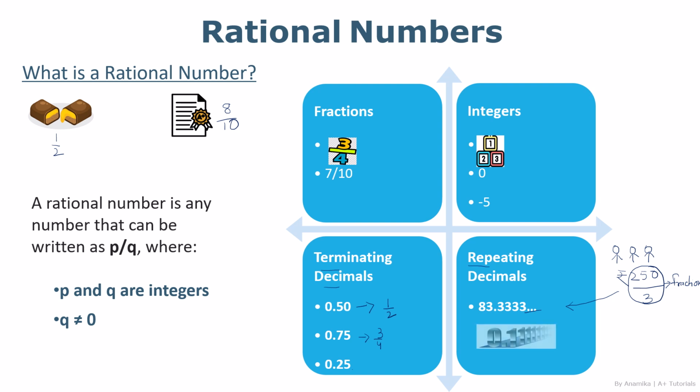Same with 0.111. That's just 1/9. Or 0.666, which is 2/3. Repeating but still rational.